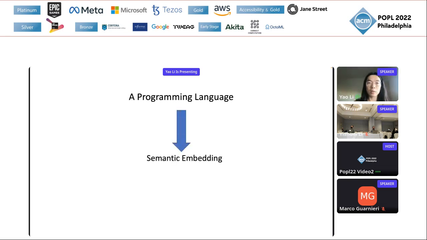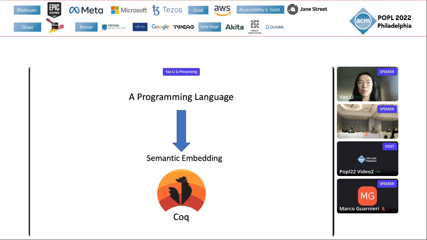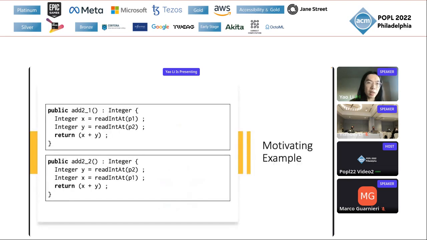And to do that, the first step we need to do is to have a semantic model of the programming language. And the typical step for doing that is to have a semantic embedding in Coq. And that is the focus of our work. We are focused on the semantic embedding step for programming languages. And we are talking about the equivalence in reasoning about programming languages under a semantic embedding in Coq.